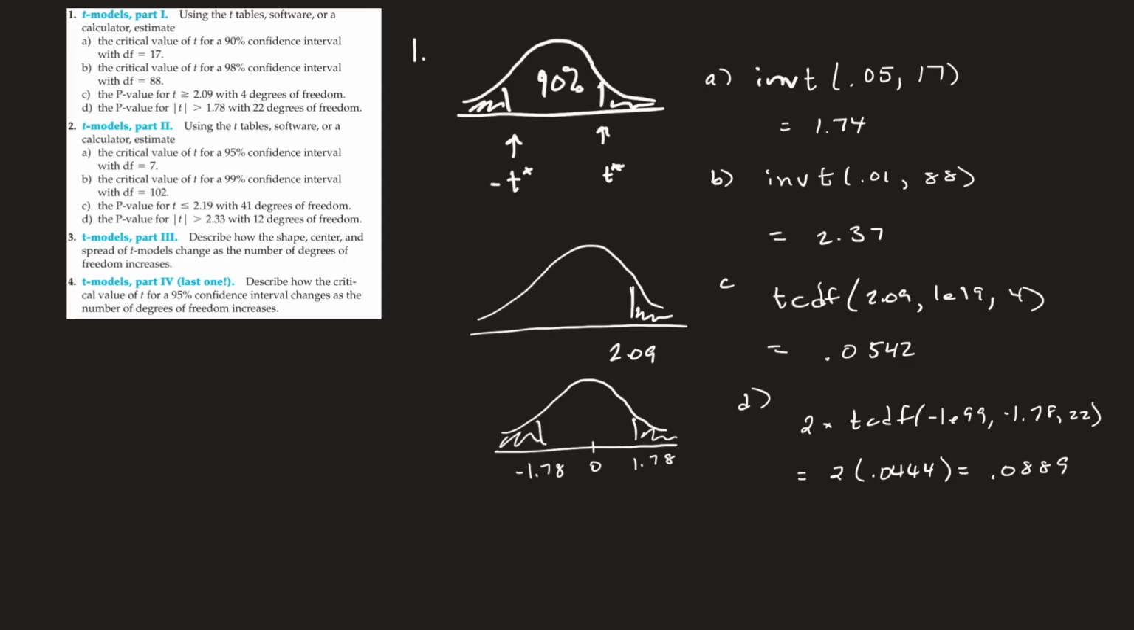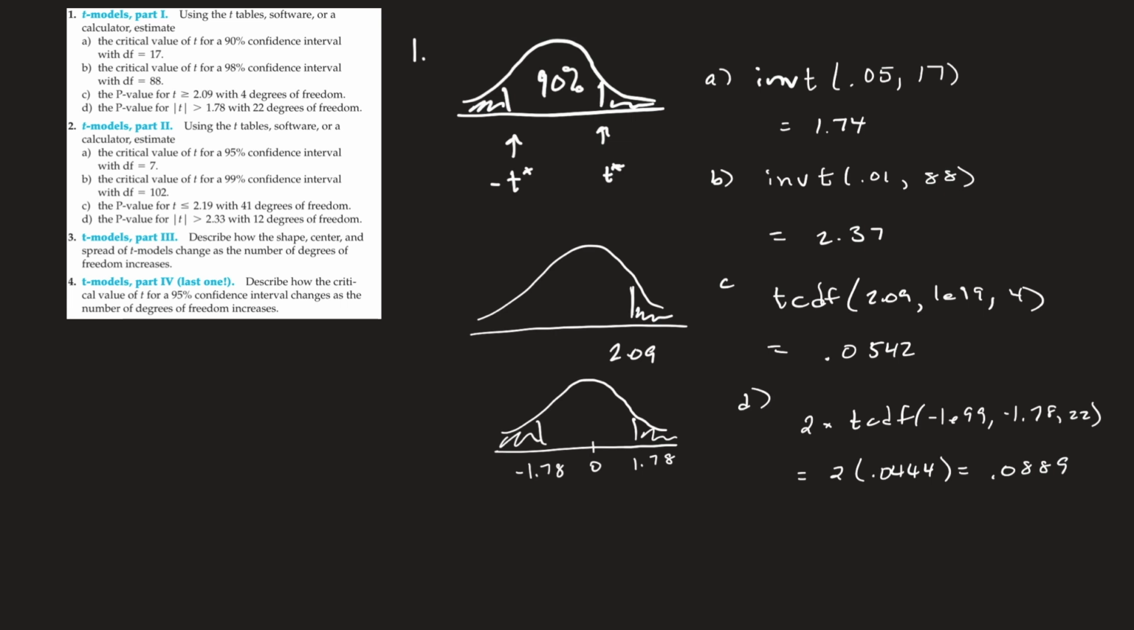I want to talk about a few questions from chapter 23's book problems. Specifically, we're going to look at number 1 and number 3 and 4 on this page. Number 1 explores the idea of talking about inverse T and T-CDF in the same light that we used to do normal CDF and inverse norm.